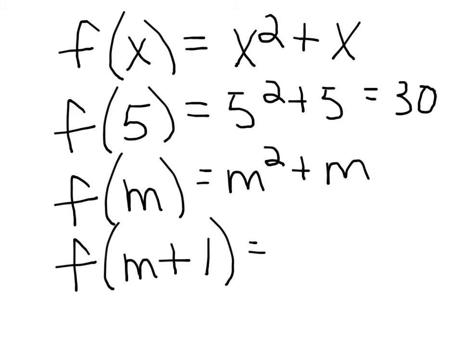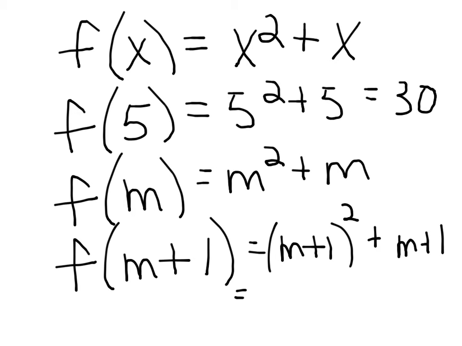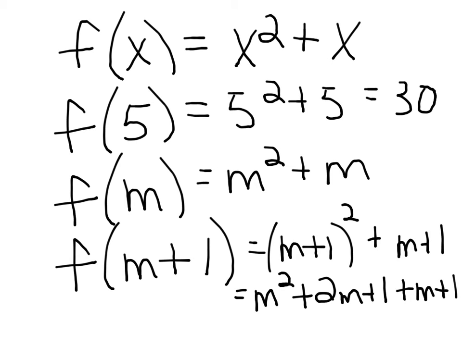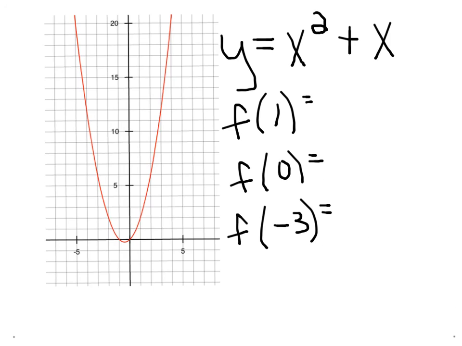But when you have something like m plus 1, and you have x squared and x, it's a little bit more complicated. So you're going to have (m plus 1) squared plus (m plus 1). You will need to simplify this by foiling (m plus 1) squared, which gives you m squared plus 2m plus 1, and you still have the m plus 1. Altogether, you would get m squared plus 3m plus 2.